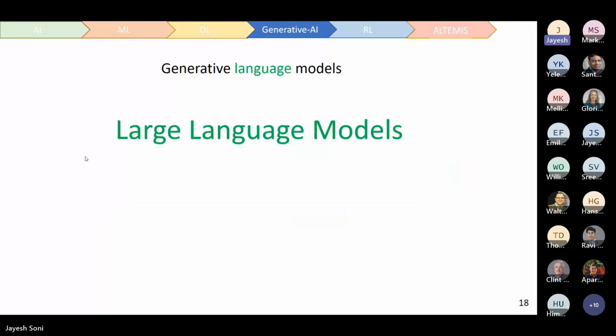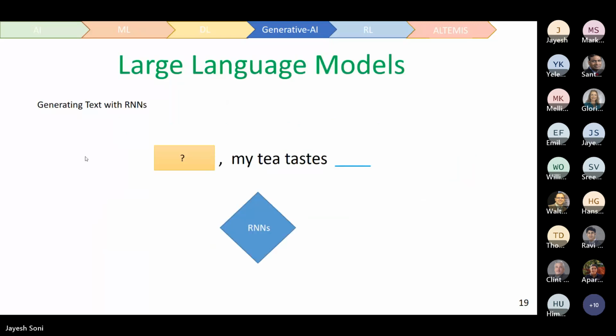Now let's talk about large language models. Previously we used recurrent neural networks for generating text, but there were some problems. One was the vanishing gradient problem. Let me explain this in a simple way. Let's say we have a bunch of text, and the model forgets the text from this part, but knows only this: "my tea tastes". And we ask the model to generate a particular word over here.